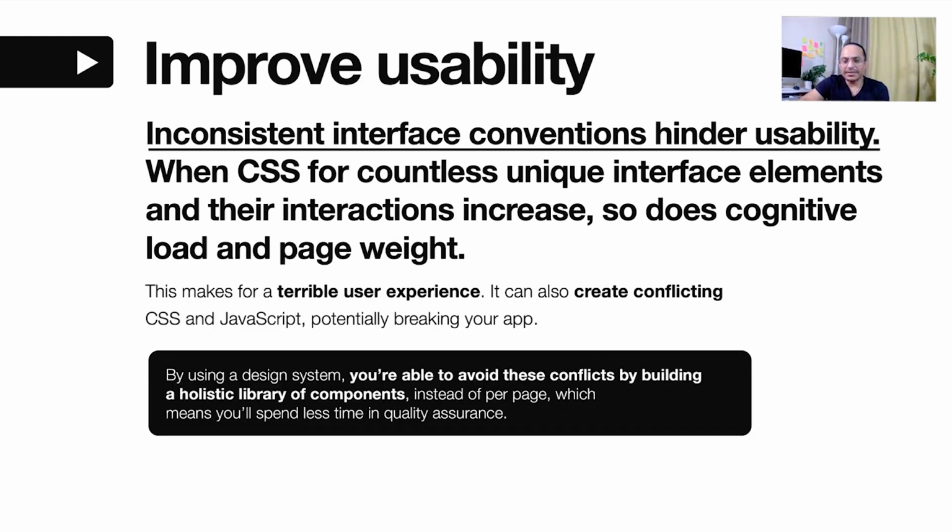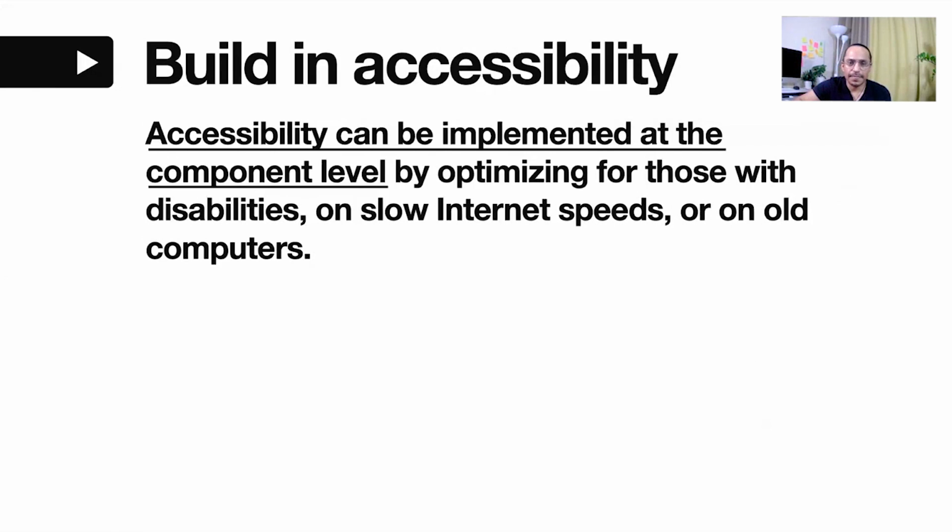By using a design system, you're able to avoid these conflicts by building a holistic library of components instead of per page, which means you will spend less time in quality assurance. When putting the components in the design system, you do testing as a designer. So whenever you're creating a new screen, you don't need to do testing again, and it really saves time. Since you have already done the usability testing once, you don't need to do that again. So the final product always has good usability.